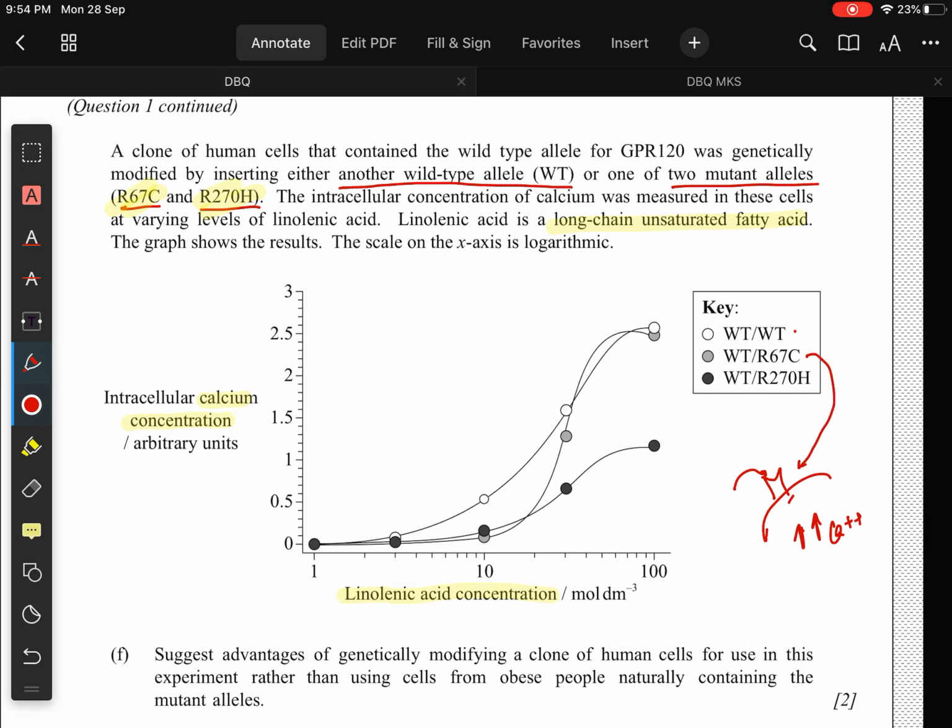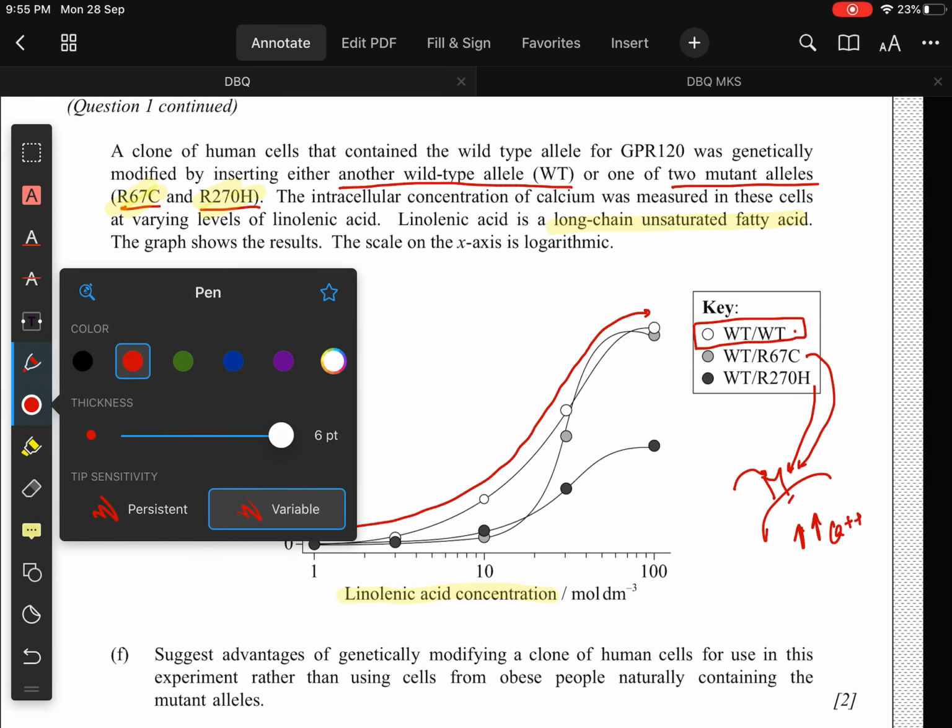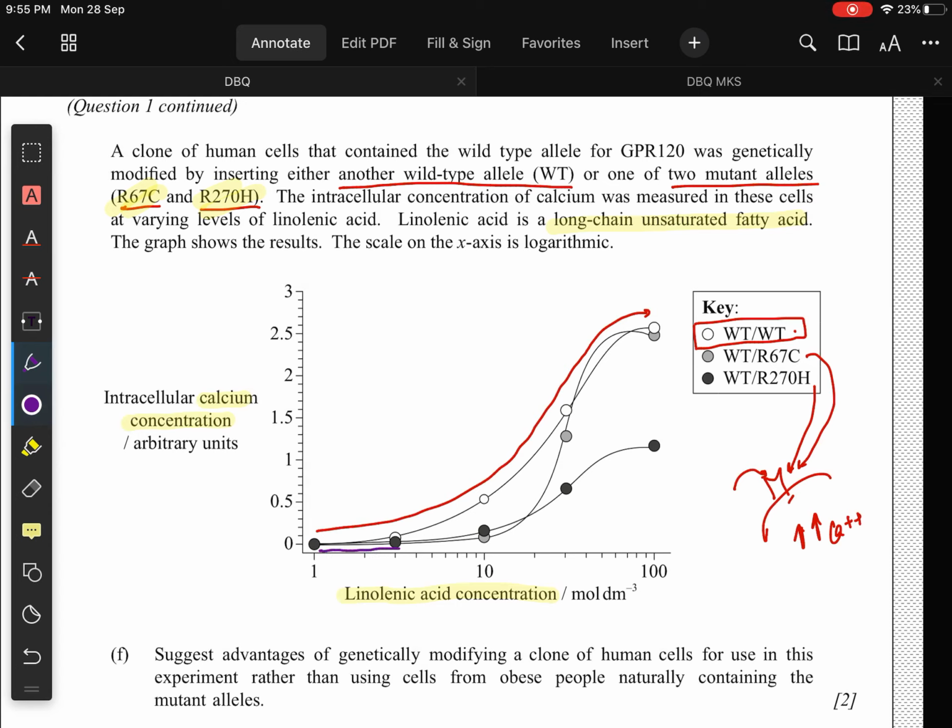Now when I'm changing this, the mutation happened to this one. So what happened to the concentration? Increase or decrease? What exactly happened? So we will look at that. Now we see that when we are taking the clone and genetically modifying it with another wild type, so the wild type is this one. You can see this is causing an increase in the calcium concentration, while the alleles, these two, are not high till the concentration is 10. When we increase the concentration, then only they increase.